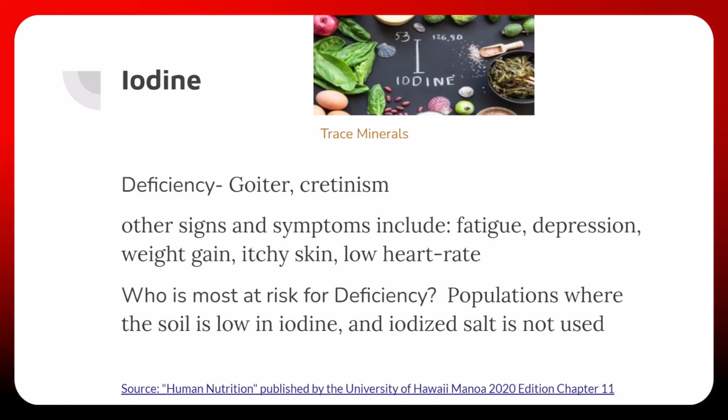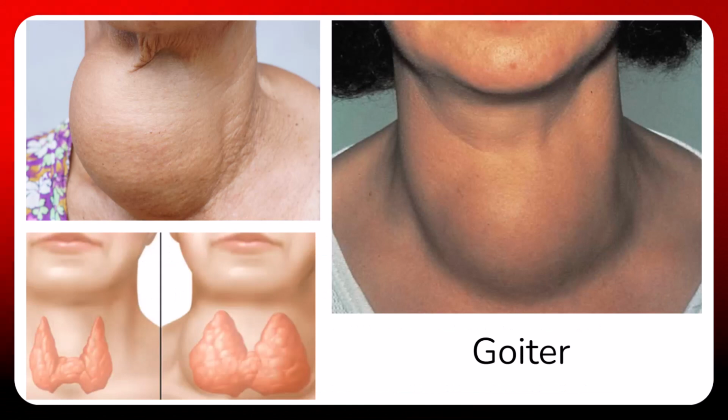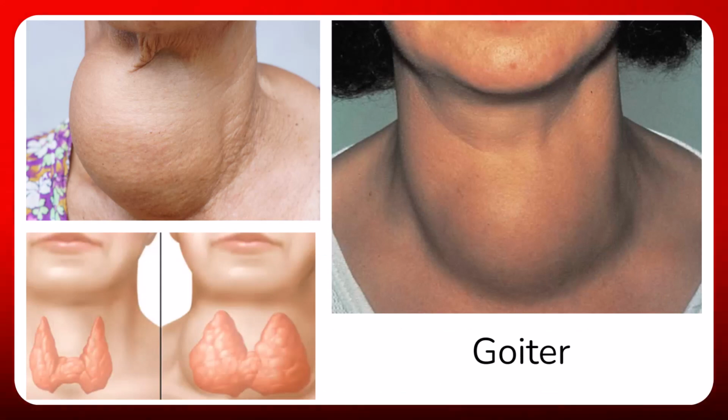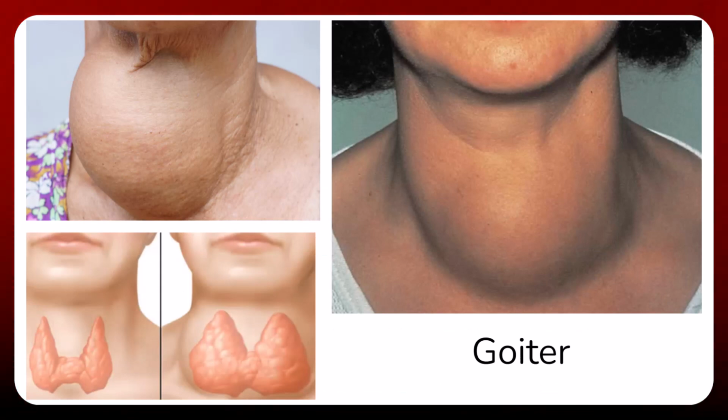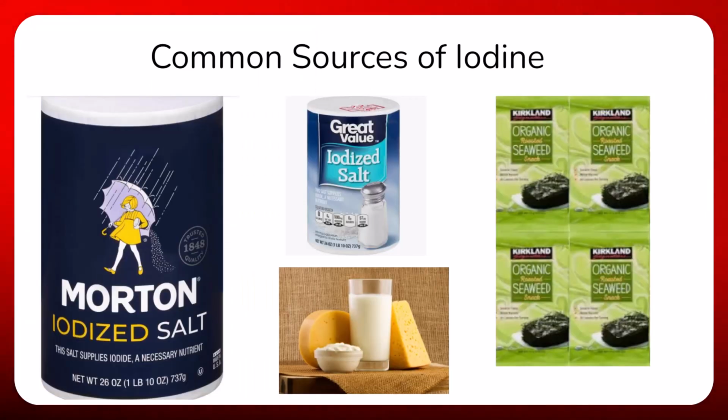Other signs and symptoms include fatigue, depression, weight gain, itchy skin, and low heart rate. Who is most at risk for a deficiency in iodine? Populations where the soil is low in iodine and iodized salt is not used. So this is what a goiter can look like. It's a large thyroid gland. And common sources of iodine are shown here.